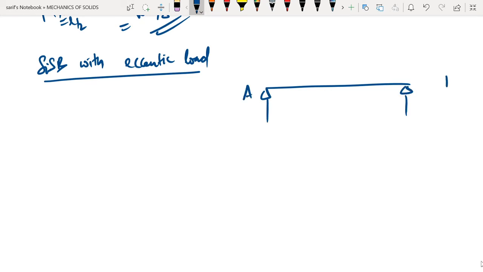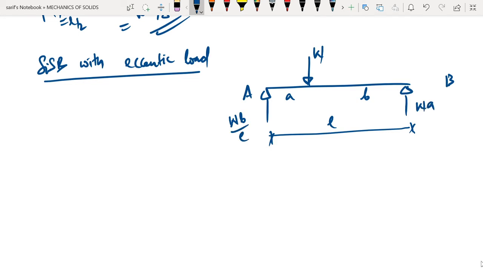This is A, this is B. Let us say the load is W, and let us say this is A, this is B, and let us call the total as L. So we know from our basic mechanics that if we have a beam like this, the reaction here will be WB by L, and the reaction here will be WA by L.